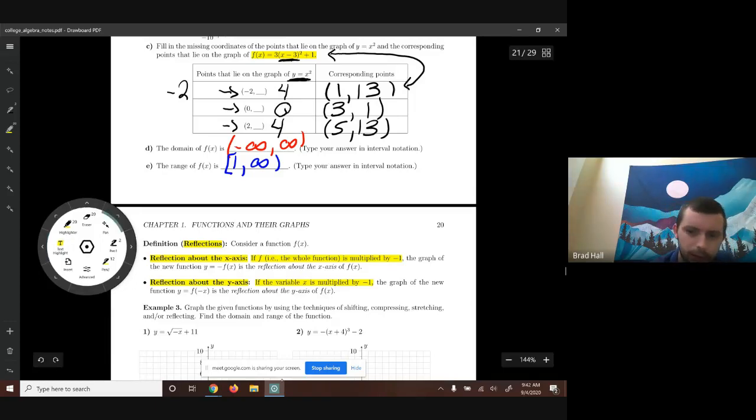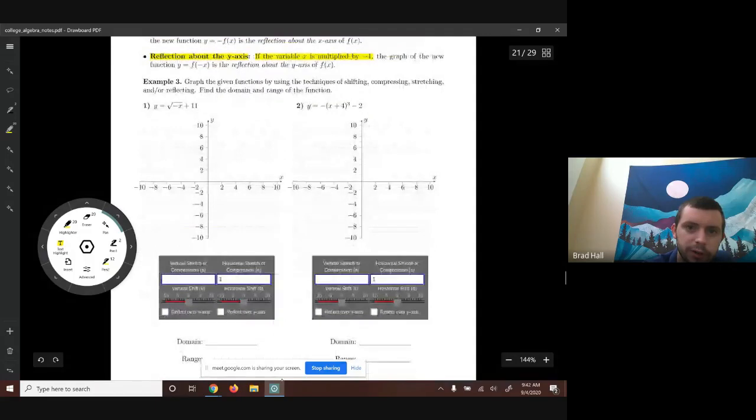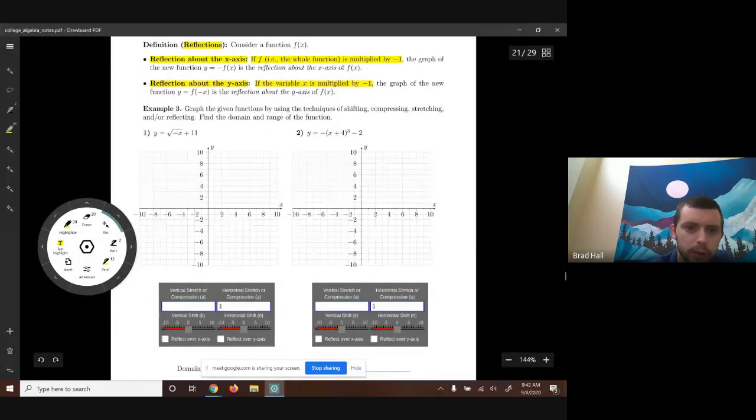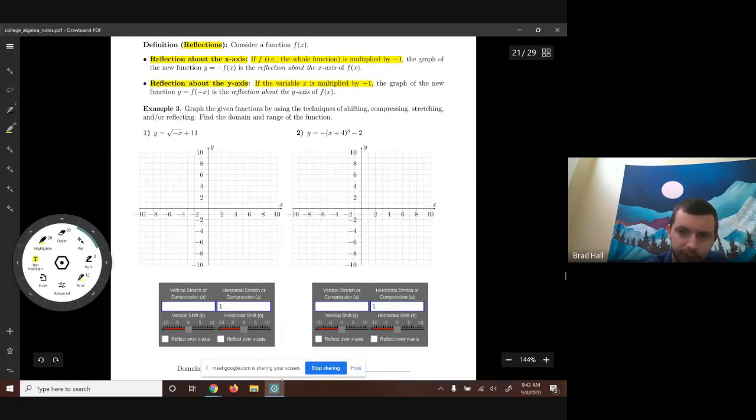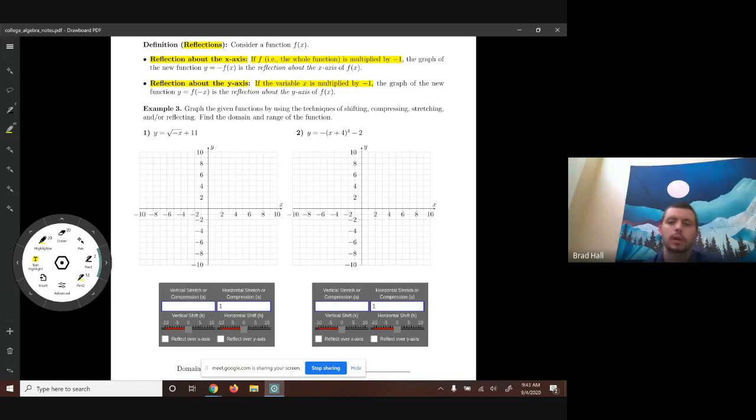So let's kind of look at that in example 3 here. So we have some examples, and you can see there's negative signs in both problems. So let's see how to handle those. So with part 1 here, well, if anything, we're going to go ahead and determine all of the transformations, shifting, compression, and so on, and fill out the table down here as we did before.